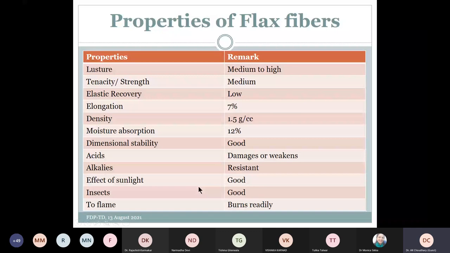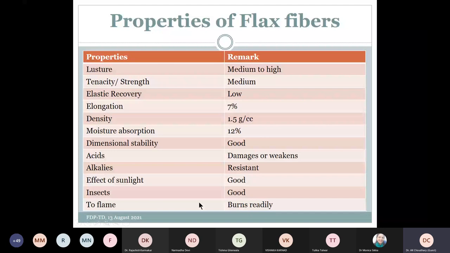Because the chemical nature of this fiber is almost the same for jute, for cotton, and for flax, all having the same cellulosic raw material and semi-cellulosic chemical structure, all get degraded on exposure to acids of any kind. It has alkali resistance, good resistance to sunlight and to insects, and burns readily when it catches fire.